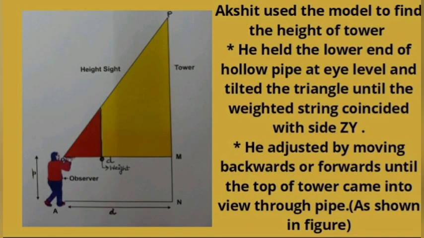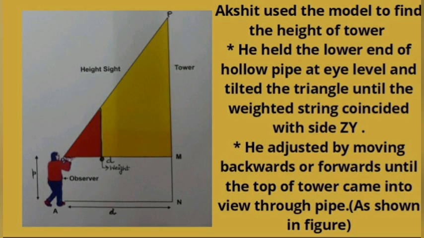While using this model to find the height of a tower, he held the lower end of the hollow pipe at eye level and tilted the triangle until the weighted string coincided with side ZY. The coinciding of the string with the side ZY of the model means that ZY is exactly parallel to the tower, so his calculations will be exact. He adjusted by moving backwards or forwards until the top of the tower came into view through the pipe, such that OP becomes the line of sight.